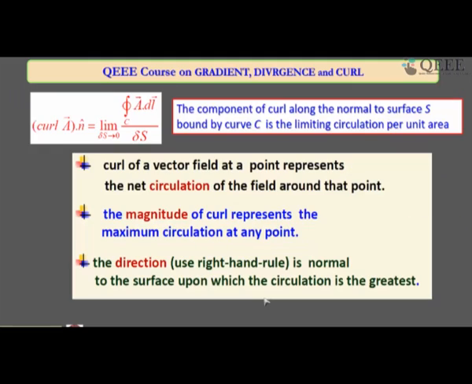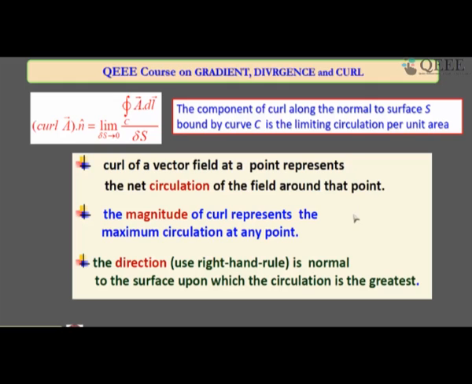Okay, now we'll go to the other details. This definition we should always remember, so I will keep it in a few more slides so that you are very familiar with it. This is again the concept of limiting circulation. Curl and circulation are similar, but circulation can be defined only for a path, and curl can be defined at every point. That's the definition, and that's what is written here also.